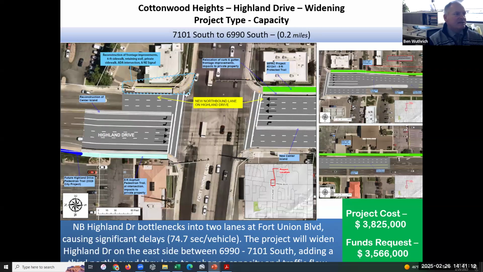The next project is the Cottonwood Heights request on Highland Drive. This is to widen Highland Drive there at the intersection and to provide an additional lane as well as improvements for the bike and ped facilities. This is on 7101 South to 6990 South, 2/10 of a mile there. Estimated project cost is 3.8 plus million. Funds being requested are 3.5 plus million.